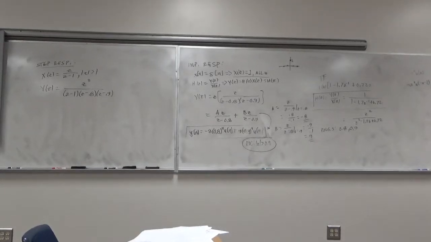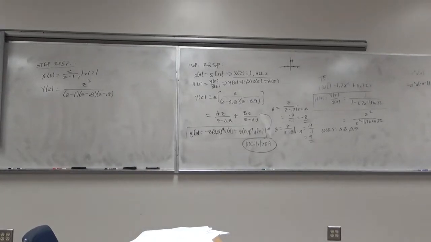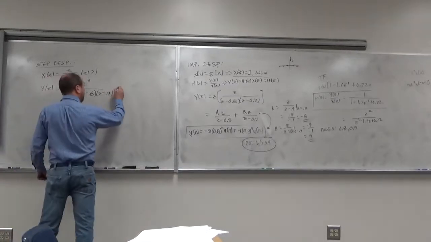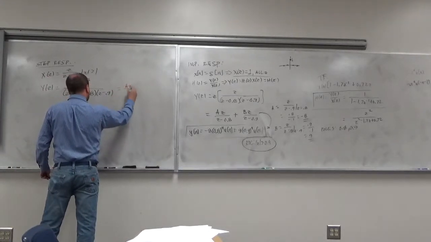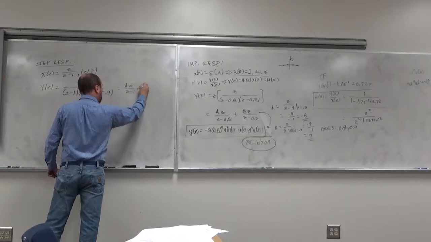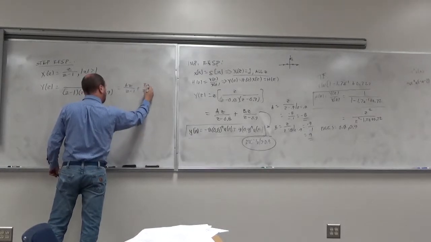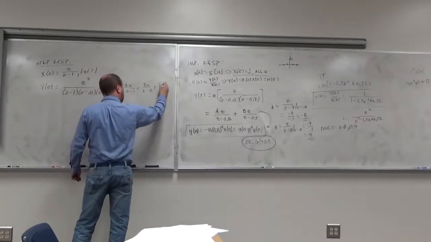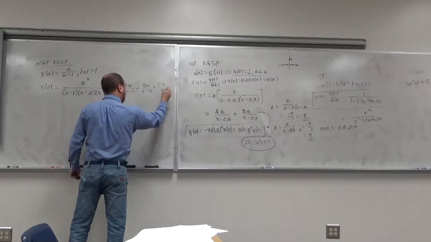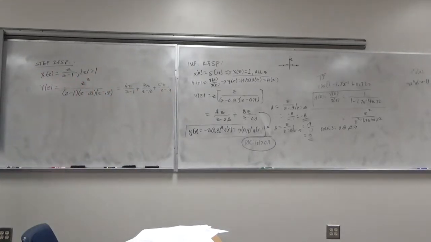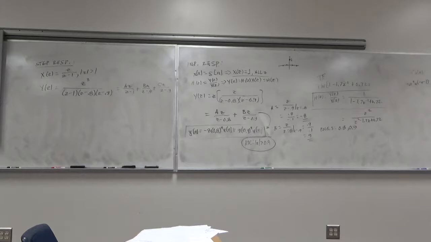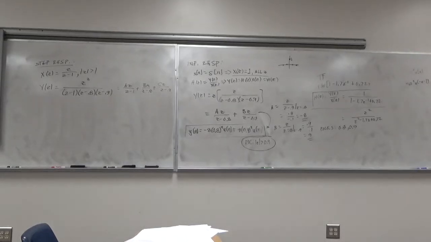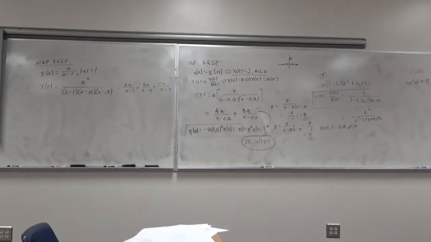And can we still partial fraction expand it? Yes, we can. So we'll write it as A z over z minus 1, B z over z minus 0.8, and C z over z minus 0.9. Can we find A, B, and C by the cover-up method? We can. Yeah, no repeated poles.